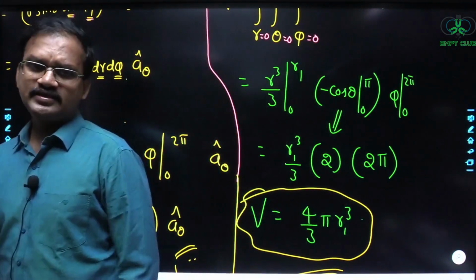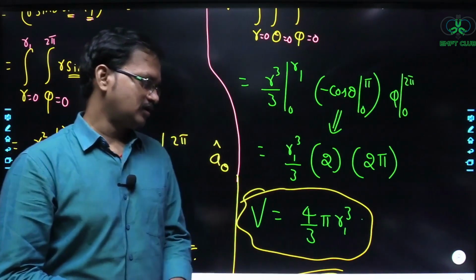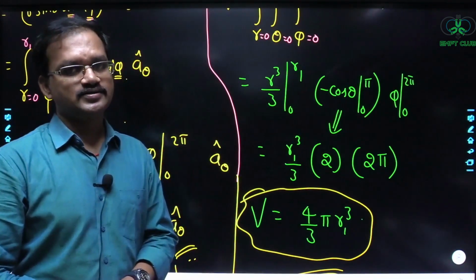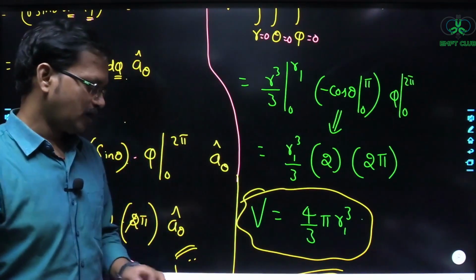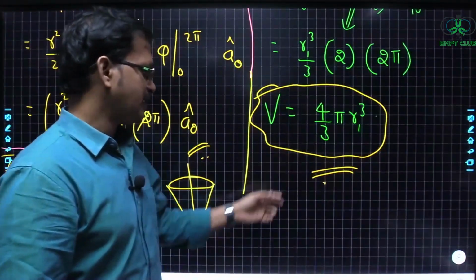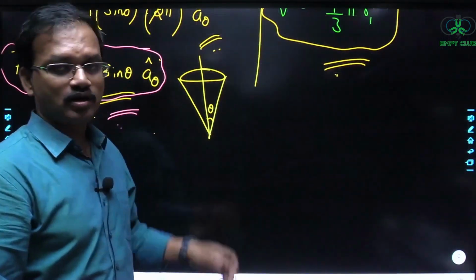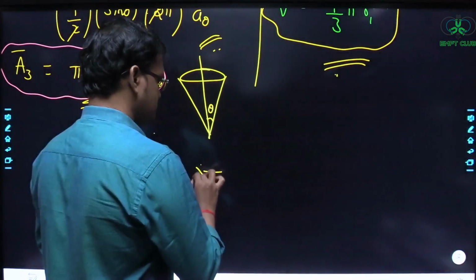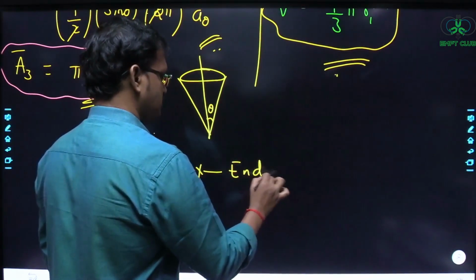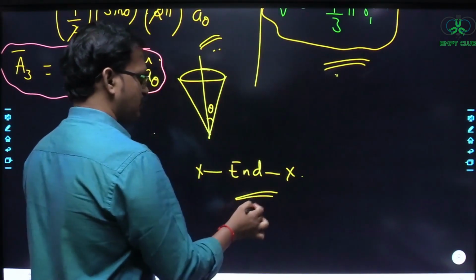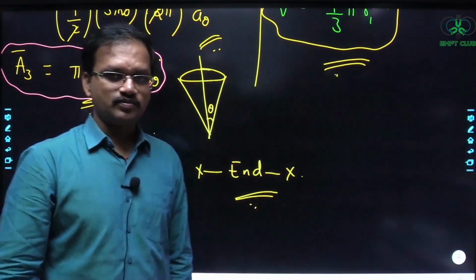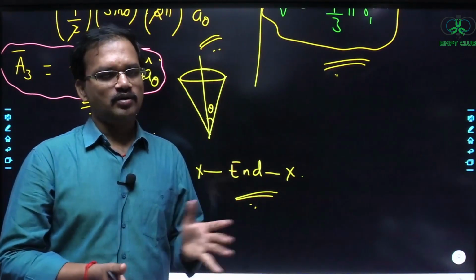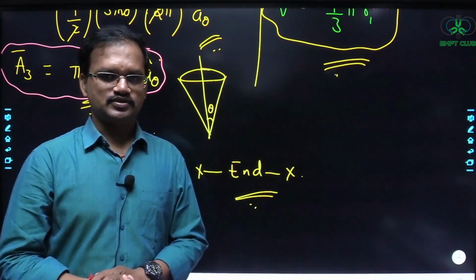So in the next lecture we will try to solve some problems based on these coordinate systems, right? I hope it is crystal clear up till now, right? So this is the end of this session. With this we have completed the spherical coordinate system also. In the next lecture we will try to solve a few problems based on these coordinate systems, right?